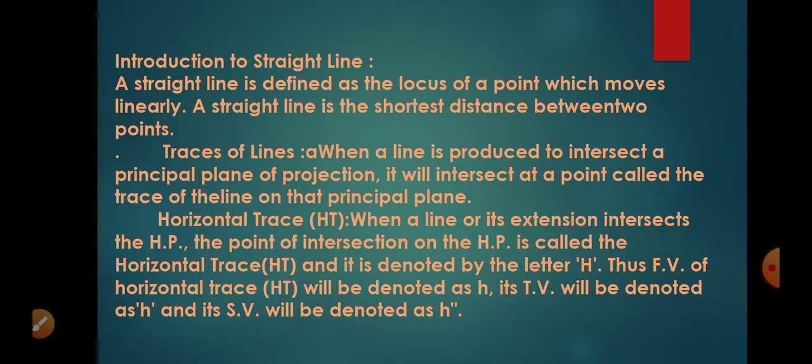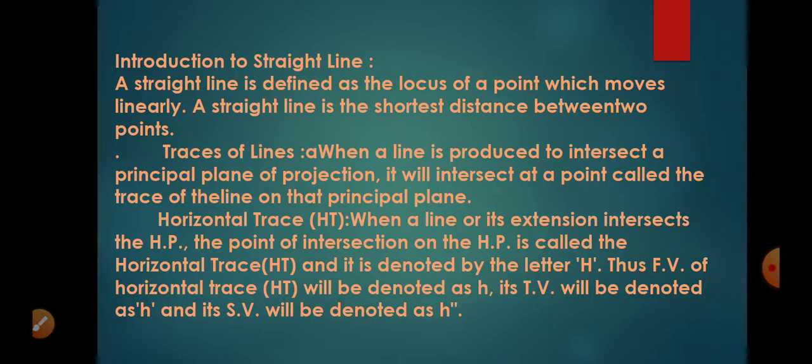Another definition, if you want: a straight line is the shortest distance between 2 points. It is a simple and easy way to define the line. The distance between any 2 points is the shortest distance, and that shortest distance is nothing but the straight line.